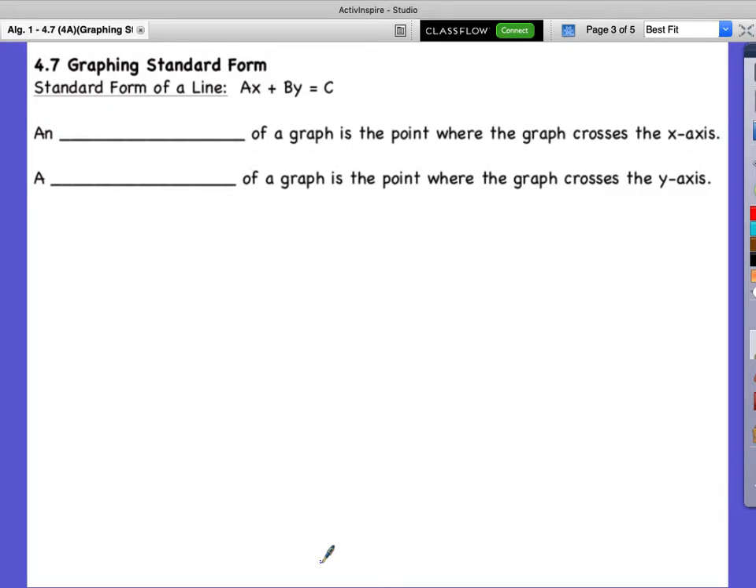Students will be able to graph linear equations in standard form. We learned slope-intercept form. Now we're learning standard form. What the heck is standard form and how do we use it is our big question today.